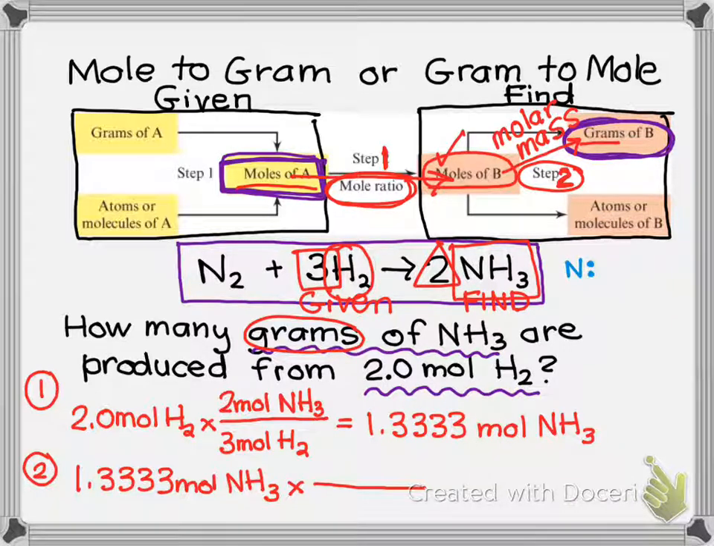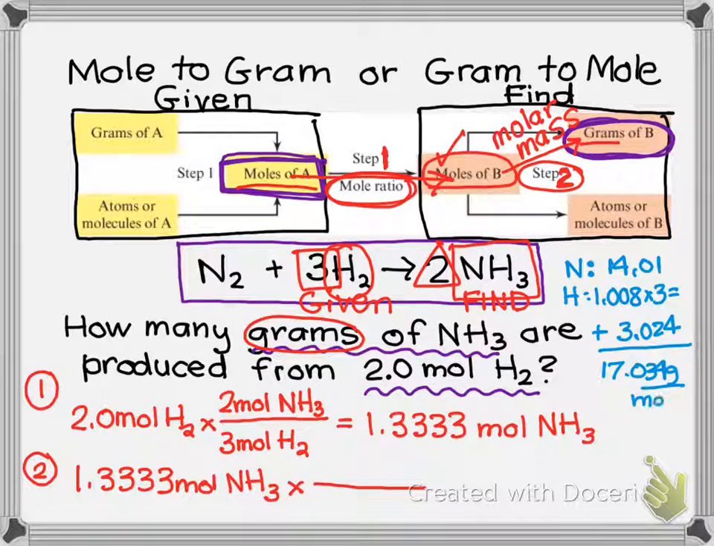So it's 1 nitrogen, and nitrogen is 14.01 grams per mole. And then hydrogen is 1.008, but there's 3 of them. So that is 3.024. And then I have to add the 14.01 plus the 3.024. And I will get my molar mass. So this is 17.034, and it's molar mass, so it's that many grams per mole.